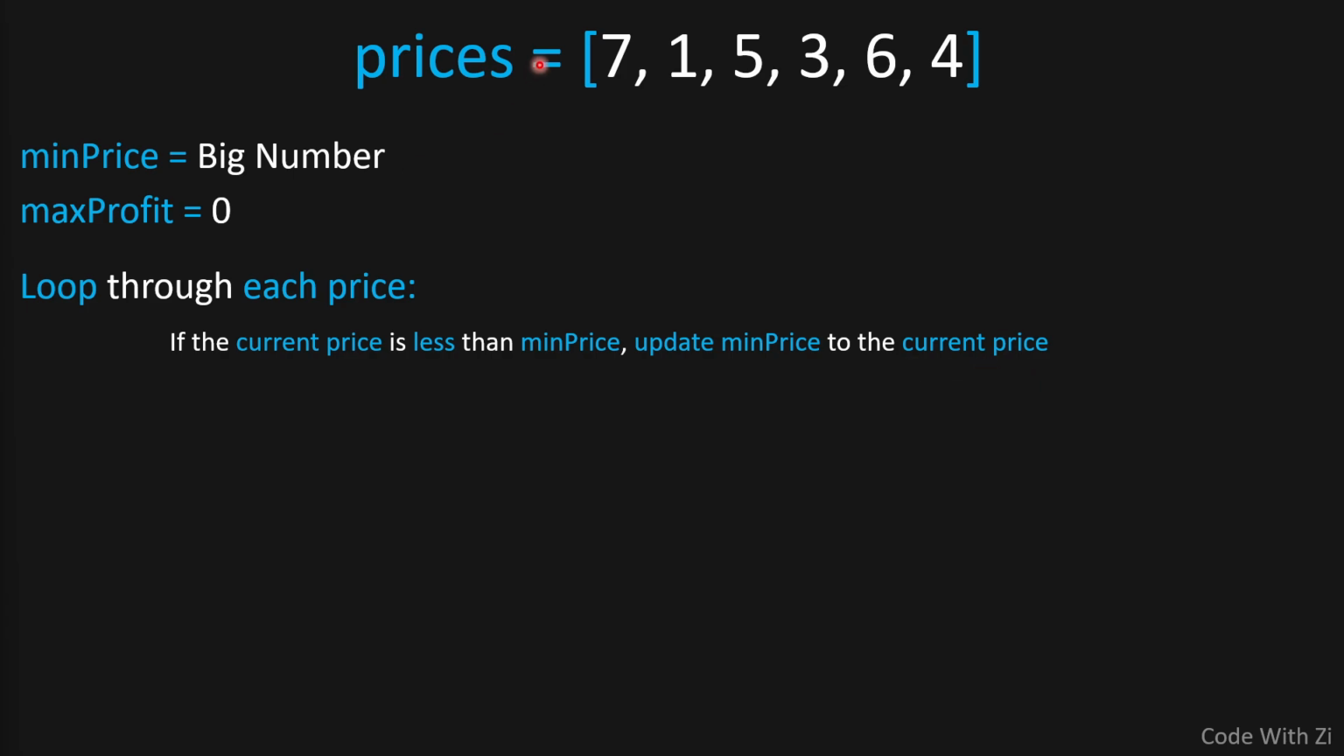So for example, if we loop through this and we reach 7, it is going to be smaller than our infinity number, so min price is going to be 7. And later on, for example, if we keep on looping, when we reach 1, it is going to be smaller than 7, so we're going to update min price from 7 to 1, like so.